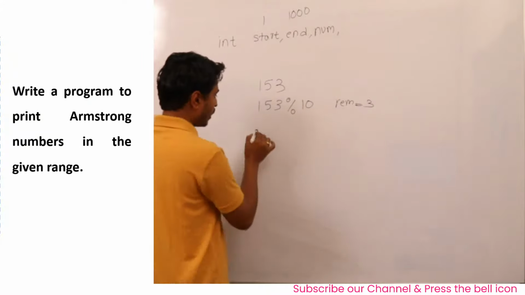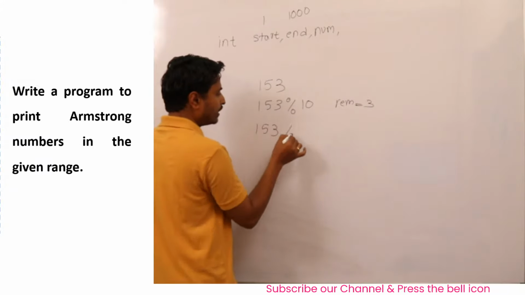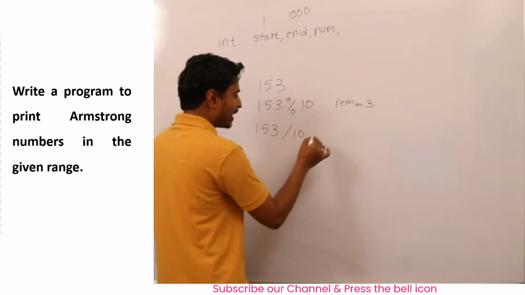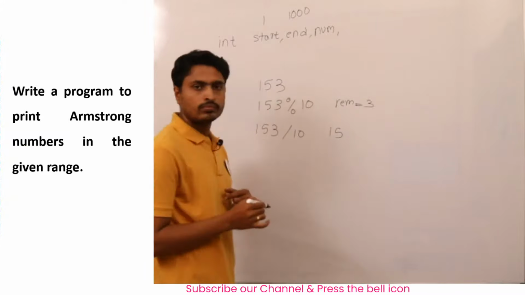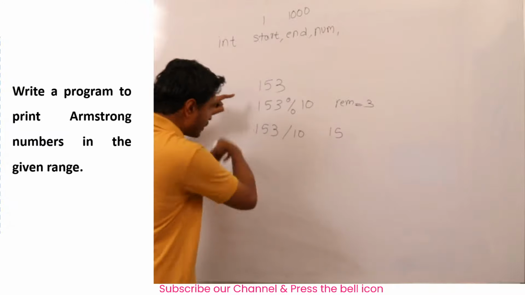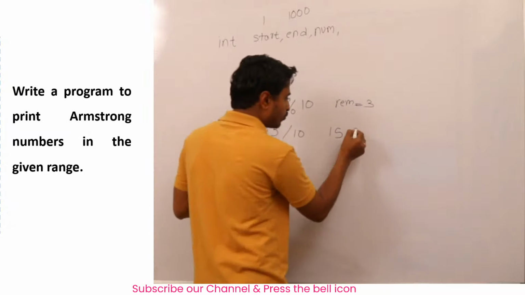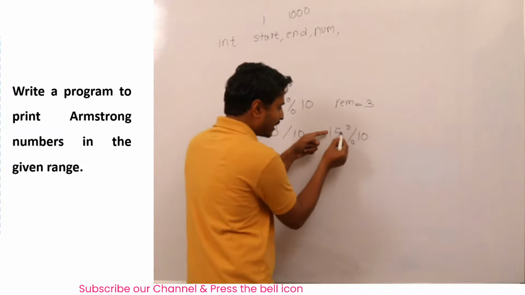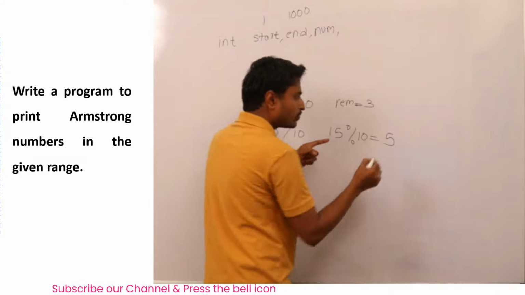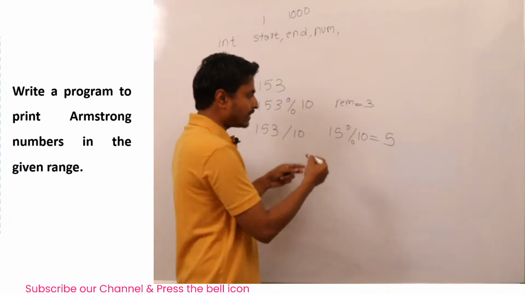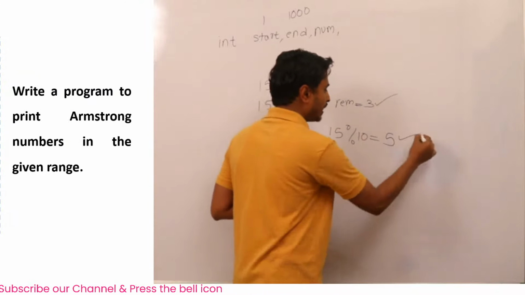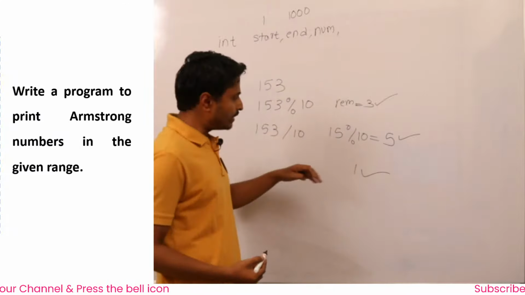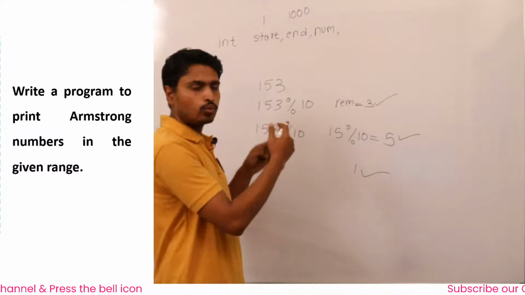After that, I'll take this 153 divided by 10. What is the answer? The answer will be 15. So again, I'll use a loop, and for this I'll again use mod 10, so I'll get this 5 digit out of it. In this way, we'll identify each and every digit from that number. Then we'll take the cube and add it into one variable.